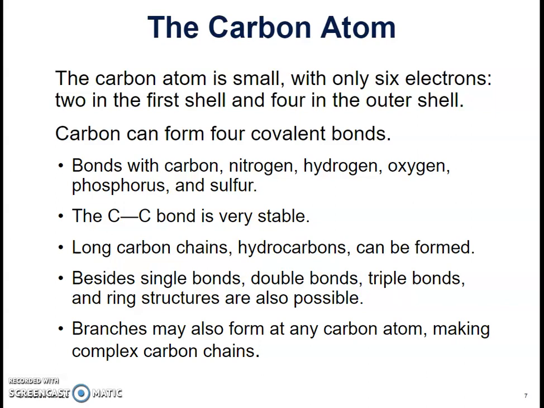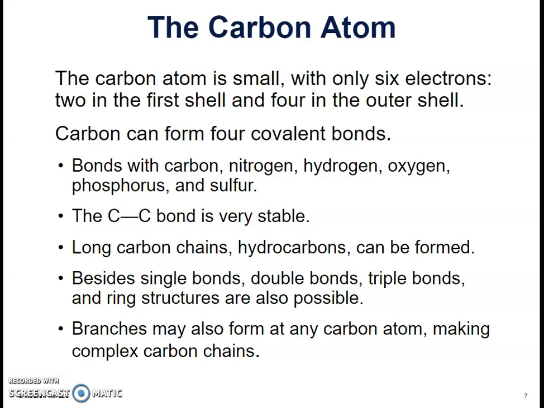Long chains of carbon atoms can be formed where the backbone or the center of the molecule are carbon atoms, and there are hydrogen atoms on the outside. This allows each carbon atom to form 4 covalent bonds with a combination of other carbons and hydrogen atoms.